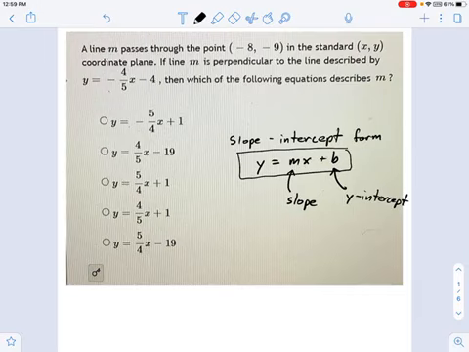Now, this particular problem is being a little annoying. It's saying line M, okay? That right there is not slope. That M right there is just the way we're referring to a line. So don't get those confused. In this problem, M is a line, it's not the slope of the line. I want to figure out the equation that describes M.